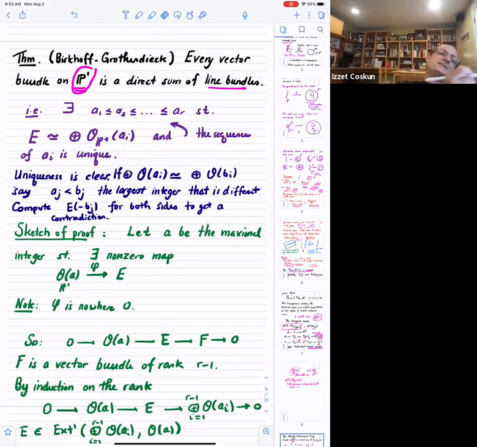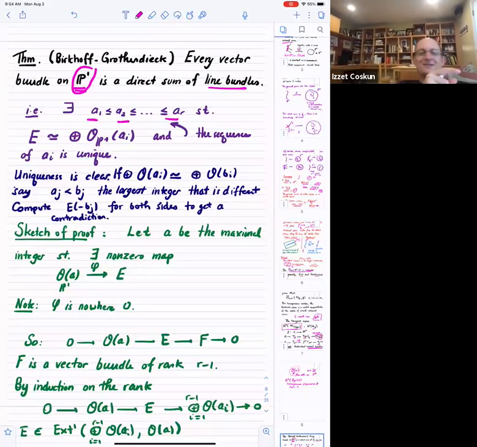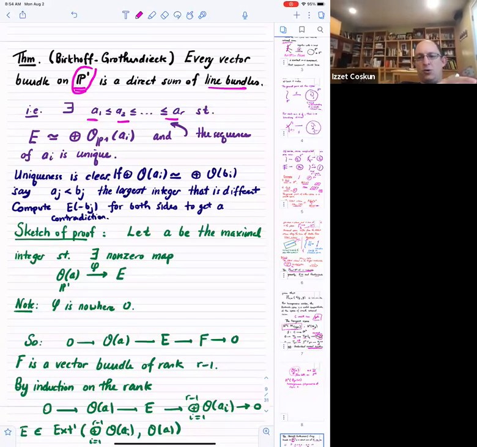So the main theorem, known as the Birkhoff-Grothendieck theorem, is that every vector bundle is a direct sum of line bundles. What that means is that if you have a rank R vector bundle, there exists a sequence of integers, let me list them so that they increase like this, such that the vector bundle is isomorphic to the direct sum of these line bundles. And moreover, this sequence is unique. If you make it increasing, the only thing you can do is scramble the integers, but if I list them in increasing order, then it's unique, okay?